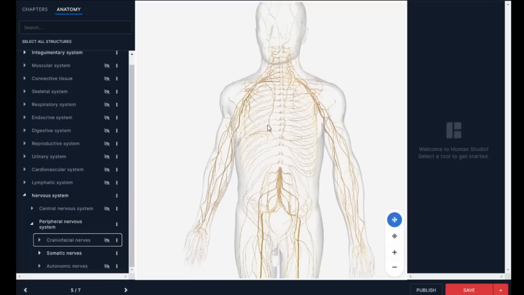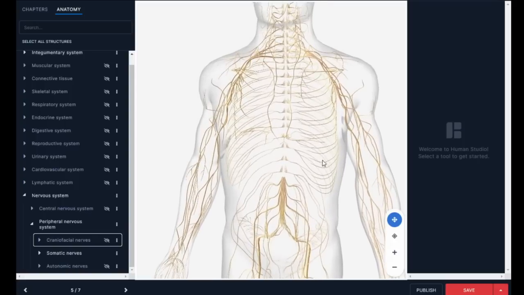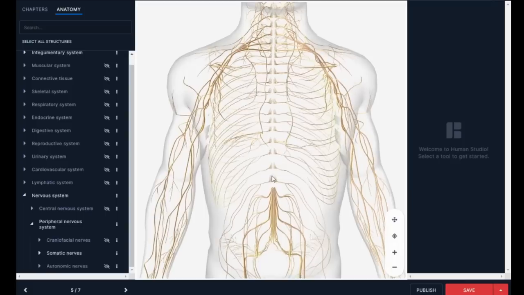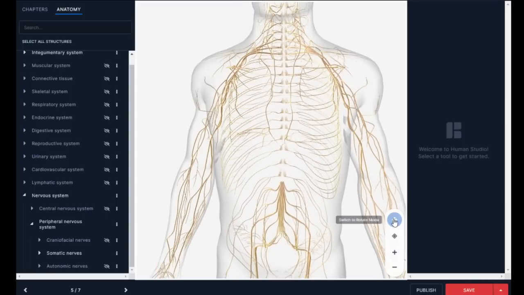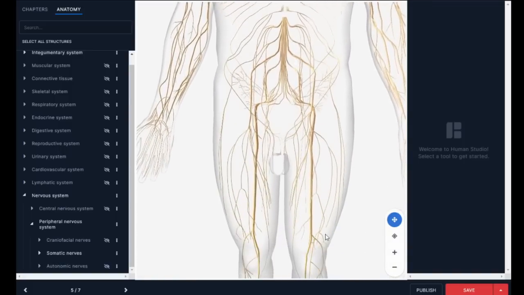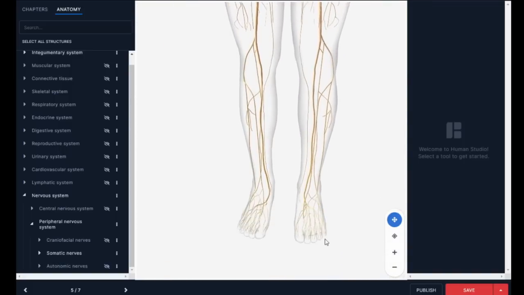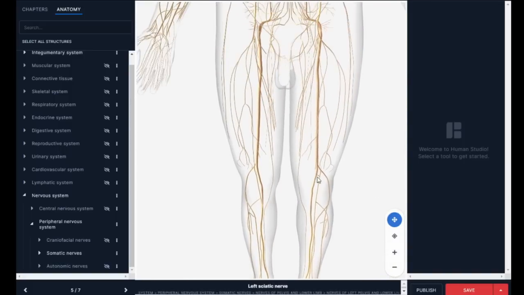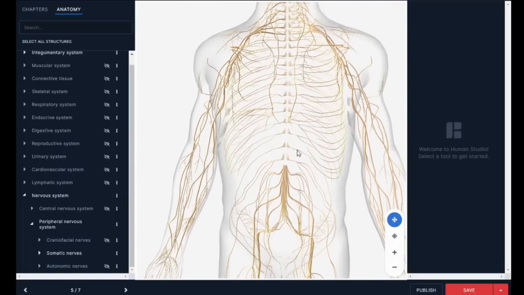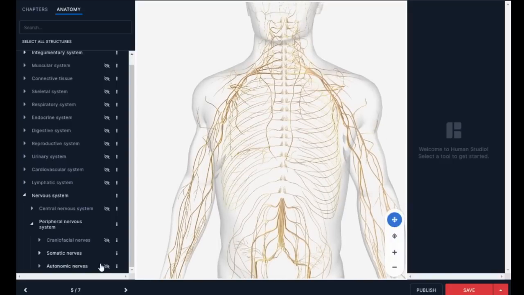So, let's hide this. Okay, so these are the somatic nerves. As you can see, the majority of the nerves that we have seen a while ago are included in somatic nerves.